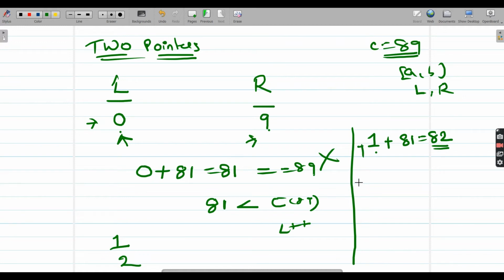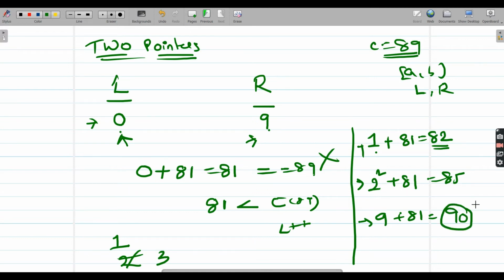Then I'm going to check the next iteration, 2 square plus 81. Okay, 81 in the sense 9 square only here. 2 square is 4, 4 plus 81, which returns me 85, which is still less than 89. Then I'm going to increment this one, 3. In this case, 3 square, which returns me 3 3 is 9 plus 81. Now carefully observe, which is 90, which is greater than the C. Okay, which is going beyond C.